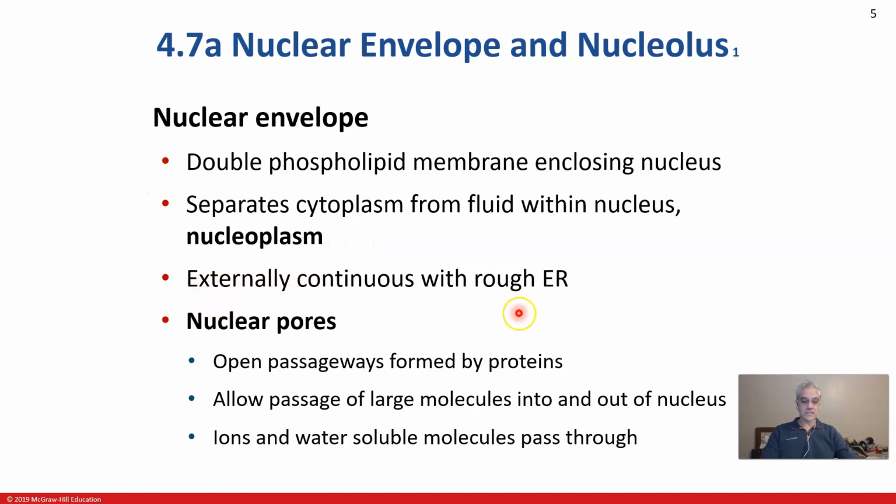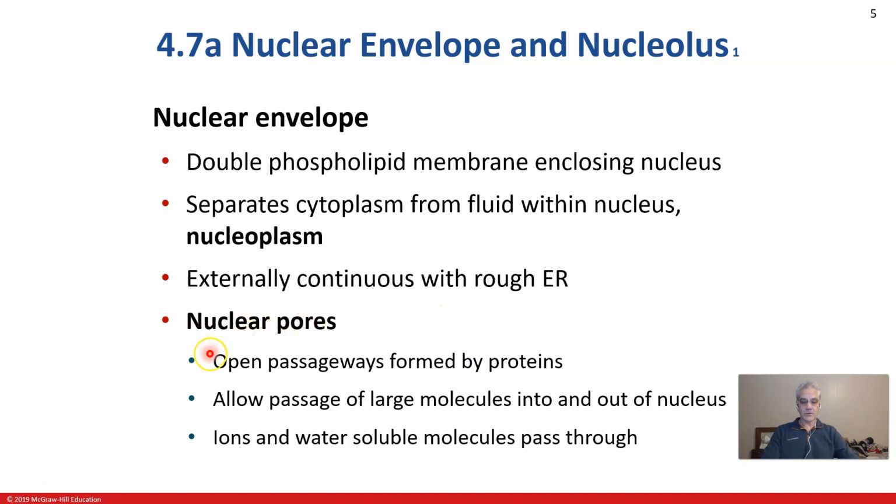The nuclear envelope is continuous with rough endoplasmic reticulum. We talked about that in Unit 1. Remember, rough ER is ER with a ribosome attached to it, and so it is a protein manufacturing station, if you will.